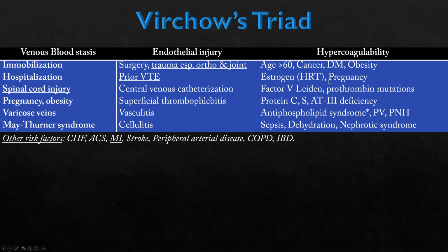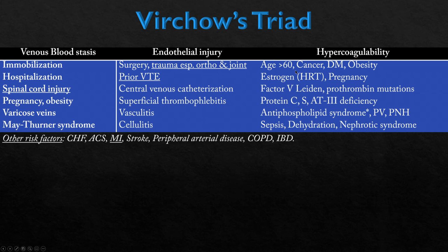Hormone replacement therapies are a very common cause of hypercoagulability, and pregnancy in itself is a hypercoagulability state. Other thrombophilias and hypercoagulability disorders, such as factor V Leiden and prothrombin mutations, protein C and S and antithrombin III deficiencies, antiphospholipid syndrome, polycythemia vera, paroxysmal nocturnal hemoglobinuria, all this can lead to increased thrombosis. Now, sepsis is also a cause of hypercoagulability.